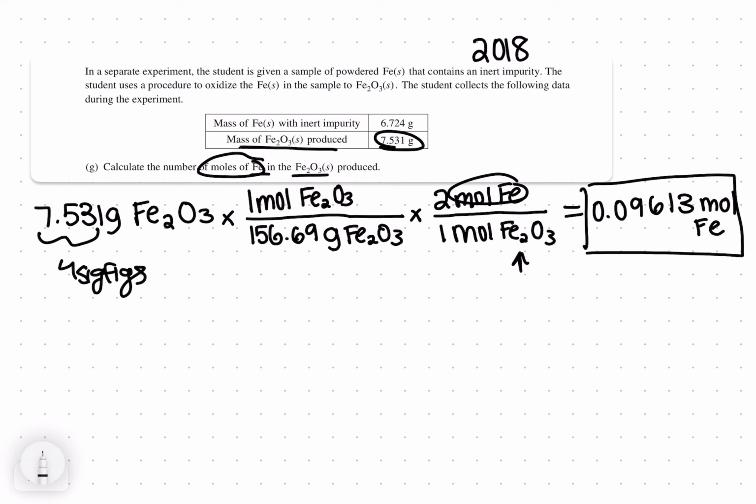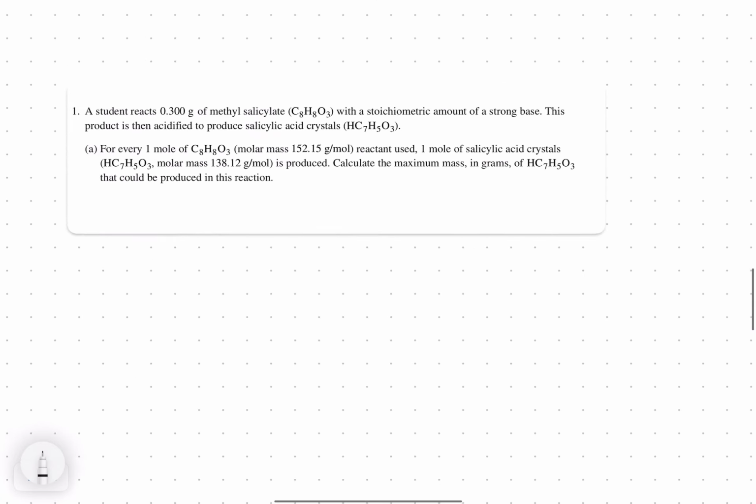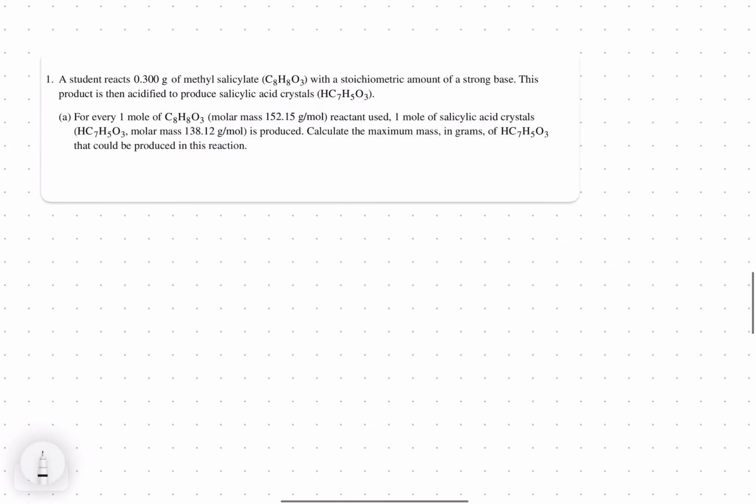Okay, we're going to do one more question. Here, this one is from 2022. And these are all on the College Board website. If you search up AP Chemistry released FRQs, you'll find these there. Okay, let's take a look at this.